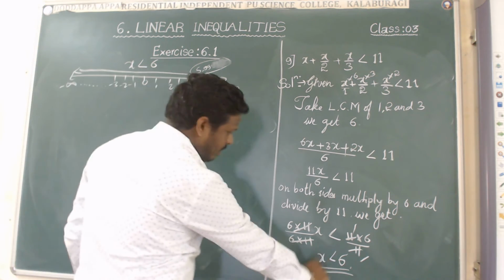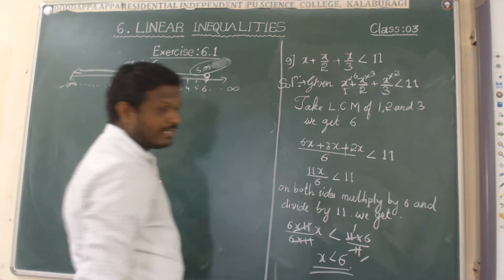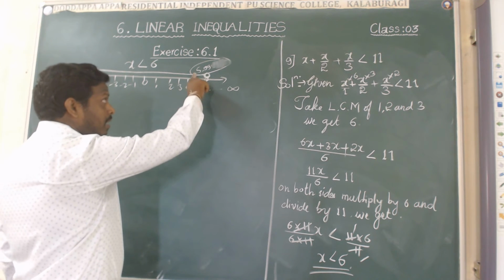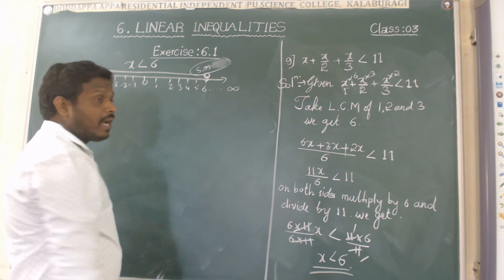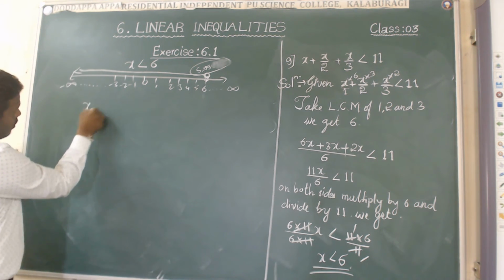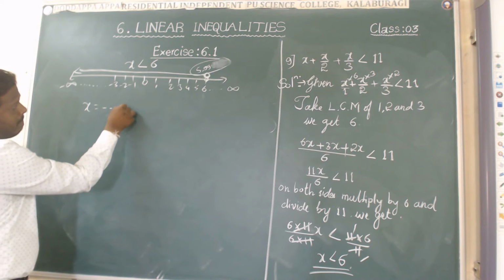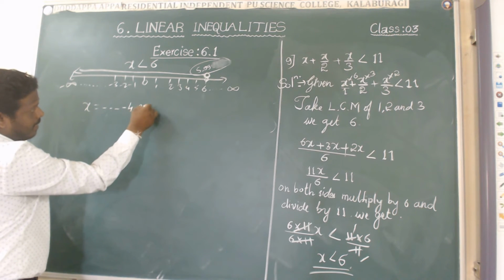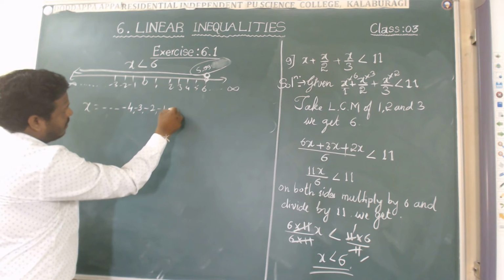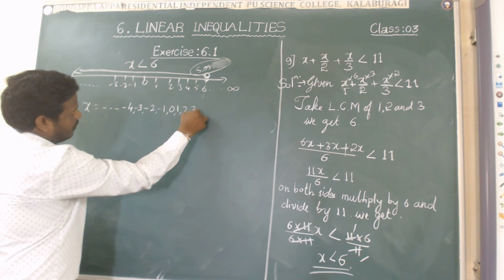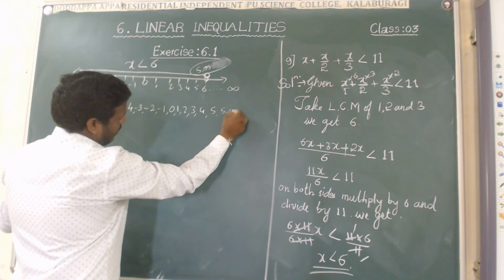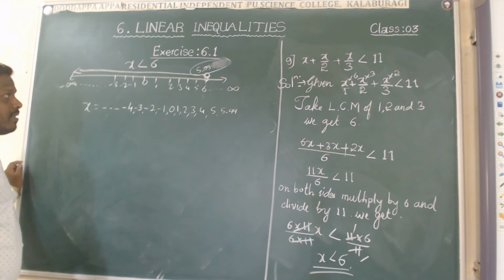Okay, how to read this statement? x is less than 6. So here the value of x, 6 is excluded, but the value of x will be coming up to 5.99. So how can we write its solution? That is x equal to, and so on, minus 4, minus 3, minus 2, minus 1, 0, 1, 2, 3, 4, 5, 5.99. Getting? These are the values of x here.